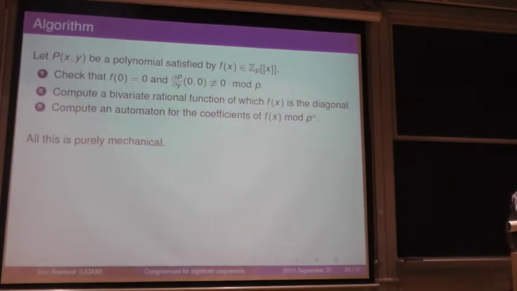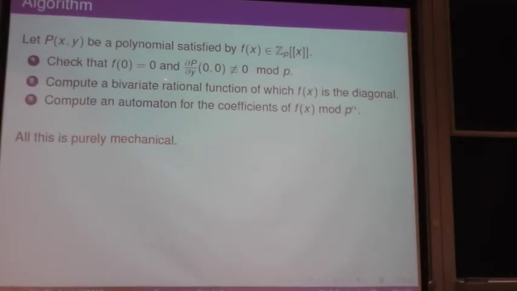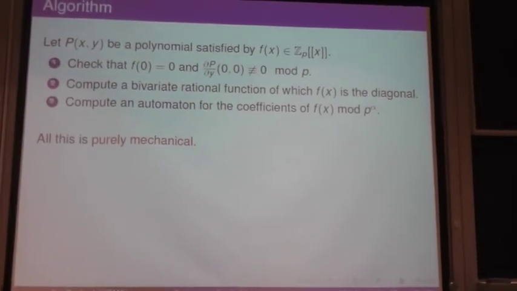All right, so the main algorithm then is to take some polynomial satisfied by the power series that you're interested in, check that the constant term is 0 and that this derivative is non-zero mod p, and then use this Furstenberg proposition to convert it from an algebraic sequence to the diagonal of a rational function in two variables, and then use the Denef-Lipshitz theorem to compute an automaton for the coefficients of f(x) mod p to the alpha. And of course, these conditions don't always hold, so I'll get back to that.